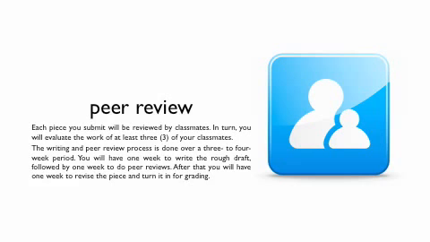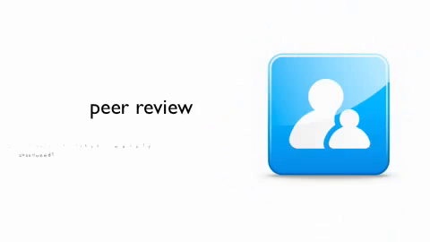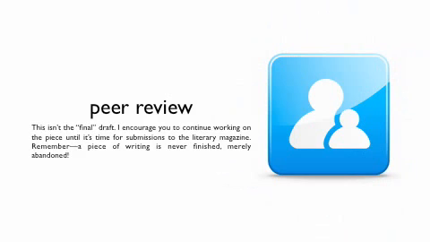The writing and the peer review process is done over a 3 to 4 week period. You will have 1 week to write the rough draft, followed by 1 week to do peer reviews. After that, you will have 1 week to revise the piece and turn it in for grading. But this is not the final draft. I encourage you to continue working on the piece until it's time for submissions to the literary magazine. Remember, a piece of writing is never finished, merely abandoned.